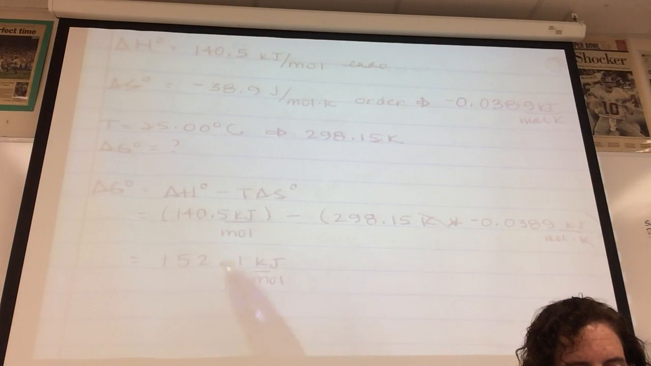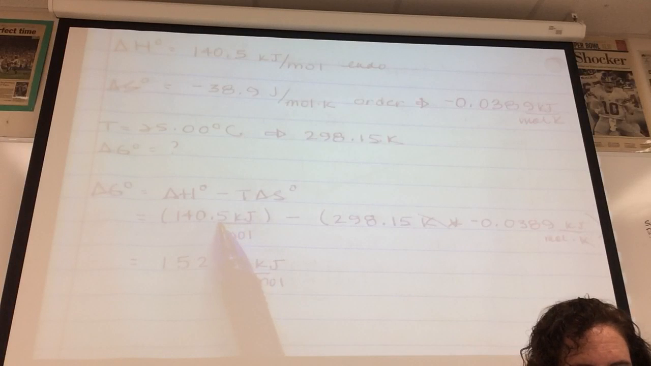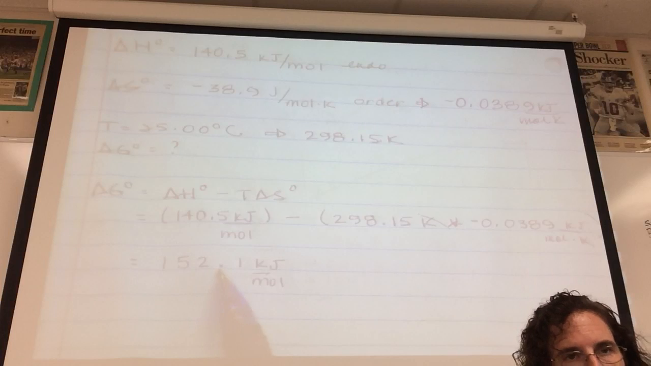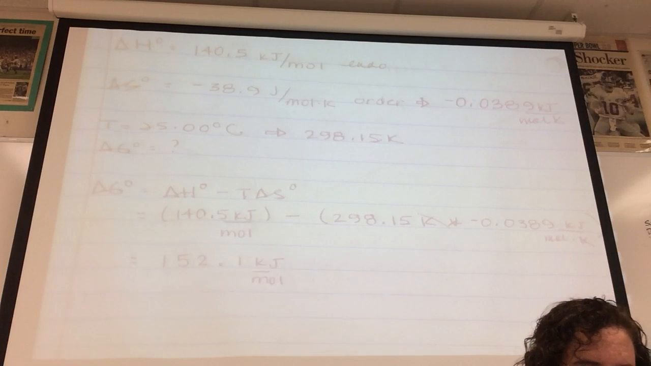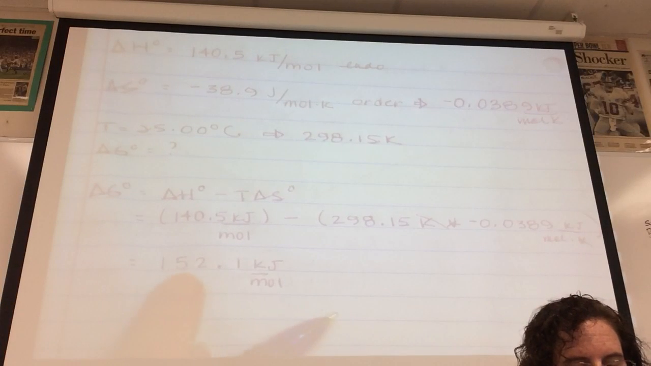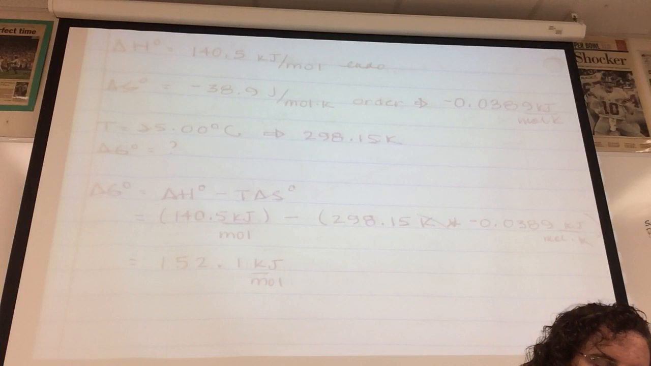In regard to sig figs, I typically look at my delta H and however many decimal places it is, I usually carry it. It doesn't always work, but I won't mark it wrong if you do it that way. So delta G here is 152.1 kilojoules per mole.